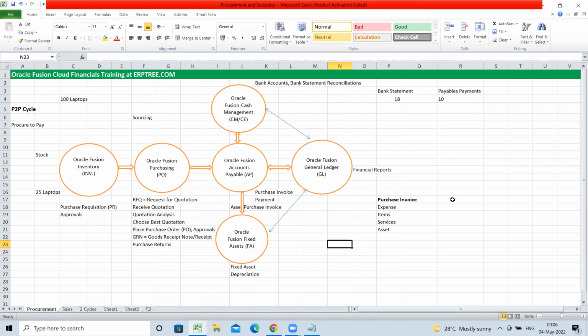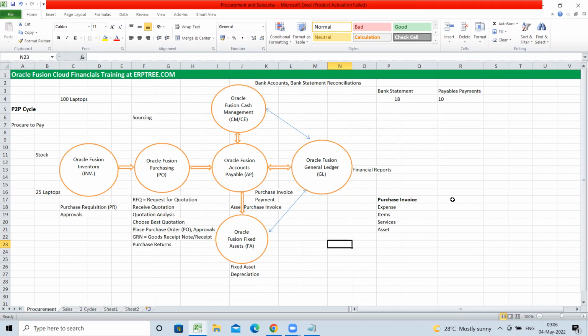And if any purchase invoices belong to asset related purchase, the payables department will share that information with the asset department. Based on that, the asset department can create the asset and they can calculate the depreciation. Finally, all the departments can share the data with the common department to prepare the financial reports. This is how you can say it, or else you can explain by referring to the application names also.